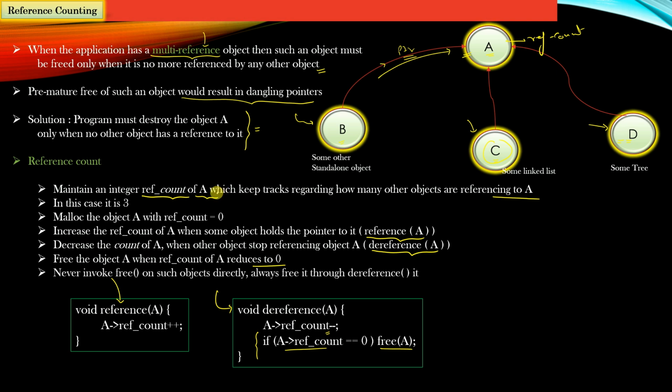One important thing to note here is that for such a multi-reference object, you should never free the object using a direct free call, but you should always rely on the dereference API call to free such objects. In many large software projects, there exist multi-reference objects which are referenced by n number of other objects in the application. For those multi-reference objects, you have to deploy the concept of reference count to avoid premature free or release of such objects, and thus avoid the problem of dangling pointers.